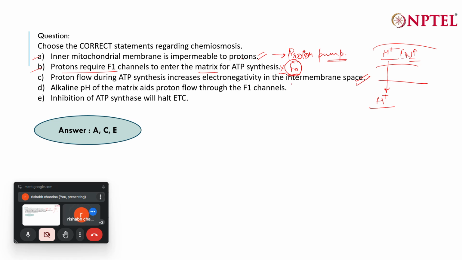No, this is false. Then inhibition of ATP synthase will halt ETC. Yes, this is correct, because the ATP synthase requires that proton gradient. So that proton gradient will not be formed if the ATP synthesis is inhibited. Because the whole scenario is to generate ATP. So if ATP is already not synthesized, then there is no point of doing the ETC. So that's why it will get halted when ATP synthesis is inhibited.